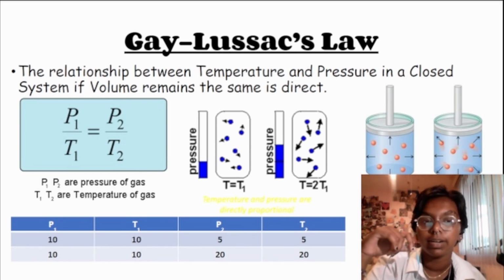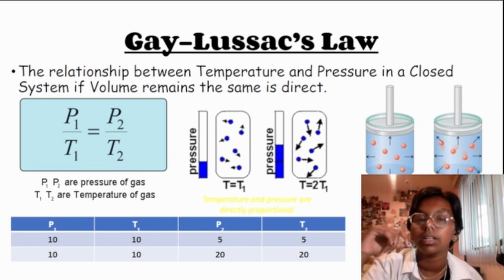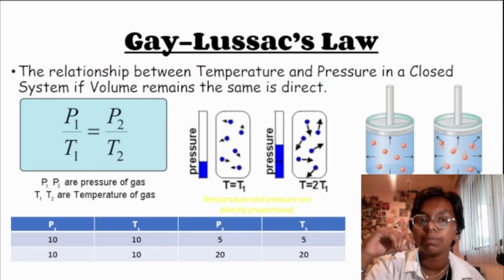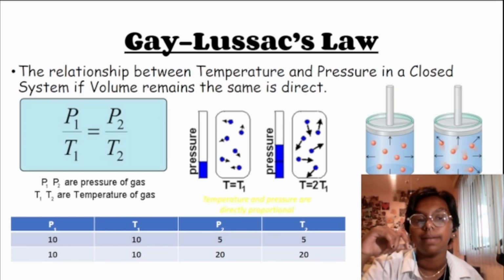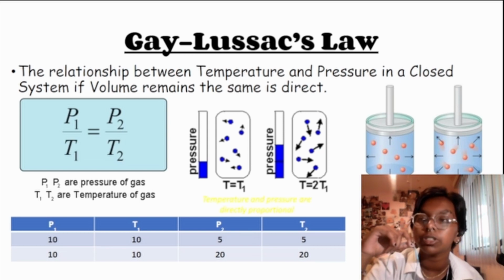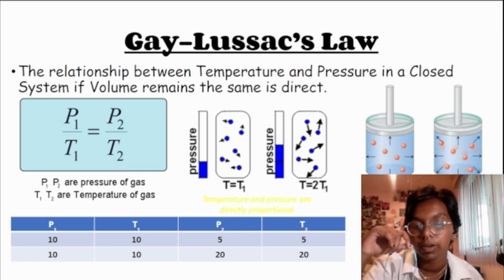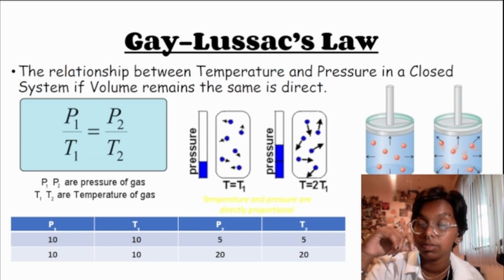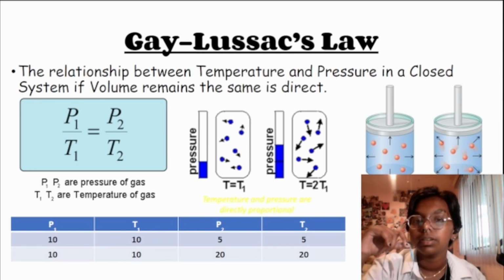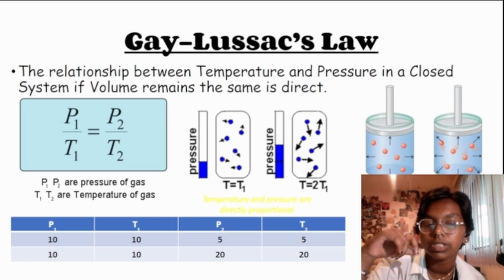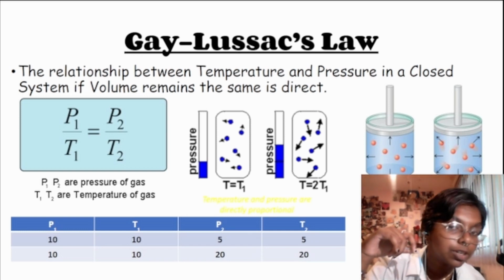Gay-Lussac's law, right? So this law talks about the relationship between temperature and pressure if volume remains constant. Okay, and it says that the relationship between temperature and pressure is direct. One goes up, the other goes up. One goes down, the other goes down. So the equation for pressure and temperature is initial pressure over initial temperature is equal to final pressure over final temp.